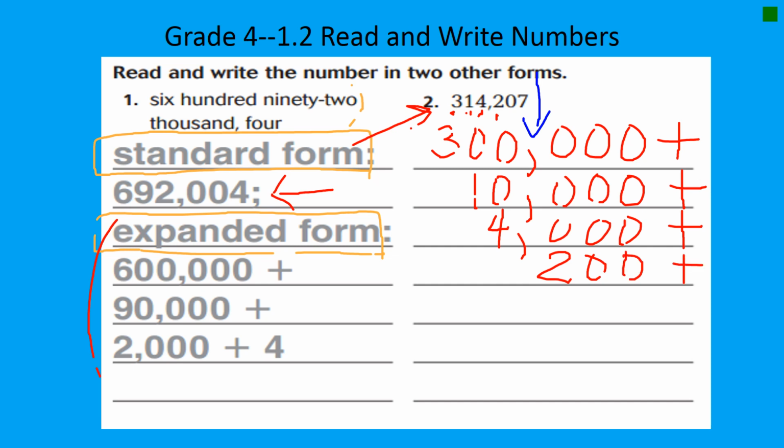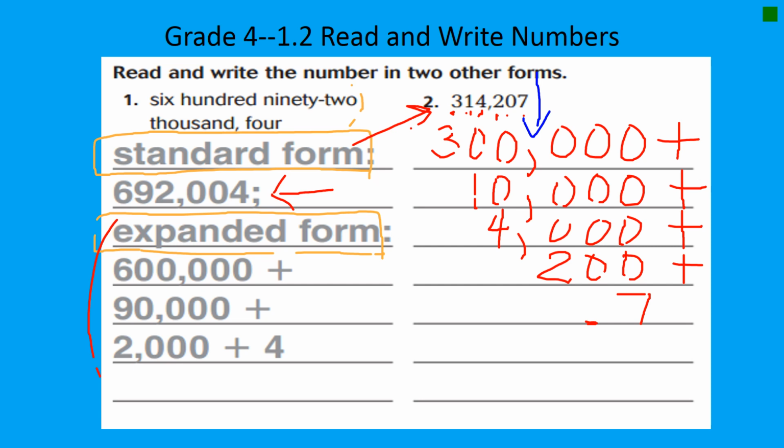plus. Now we go to the tens place, and there's a 0 in the tens place. So there is the digit 0 there, which means the tens place doesn't have any value, so we can just skip that one. So the tens place would go there, but there's nothing there. So I'm going to go over to the ones place and put the 7. So we've just written 314,207 in expanded form.